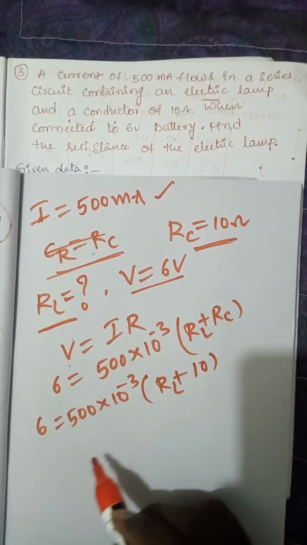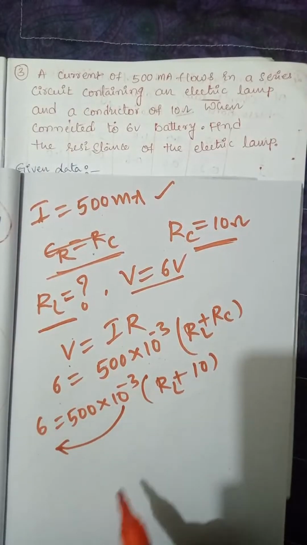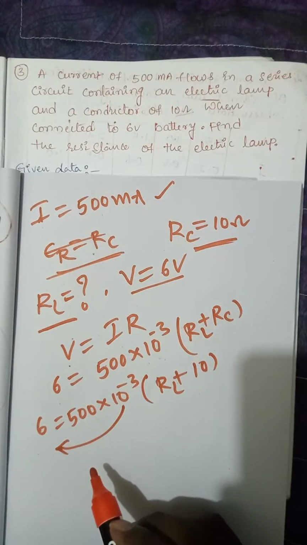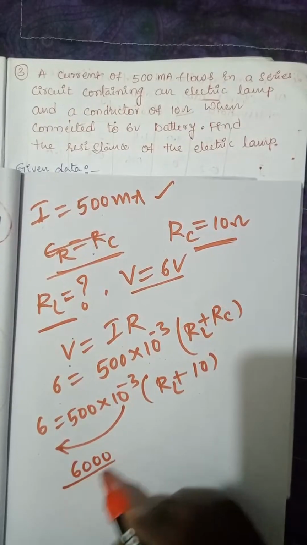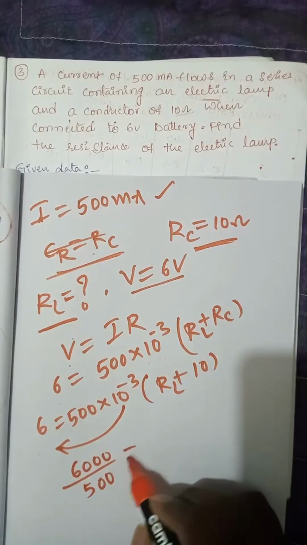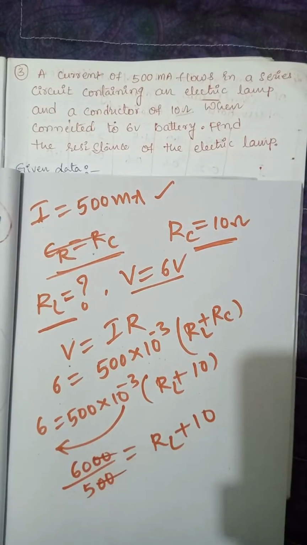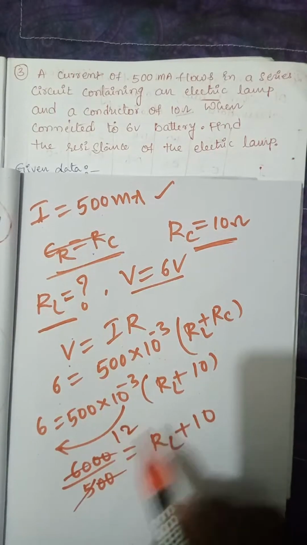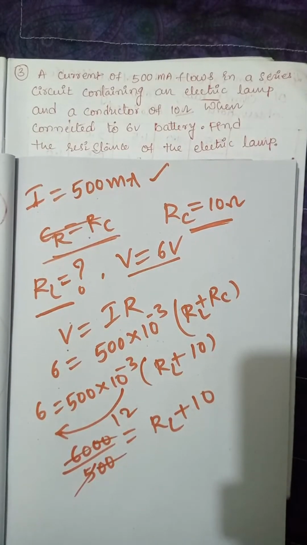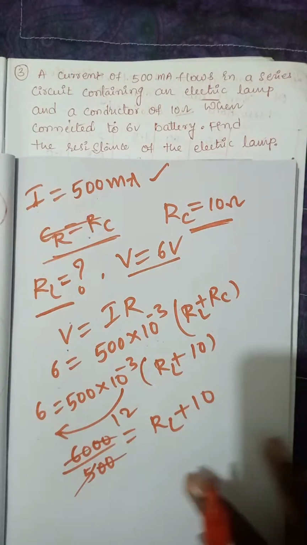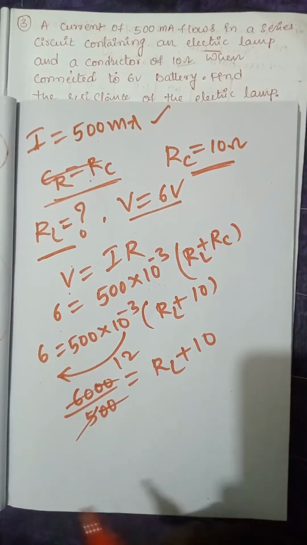If you solve it, how much will you get? Taking 10 power minus 3 across, you get 6,000 by 500 equal to RL plus RC. So 6,000 by 500 gives 12. I hope it is correct according to me. If you get a different answer, let me know and we will work it out.